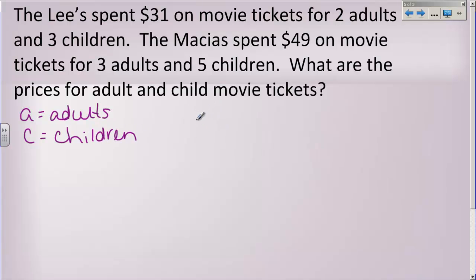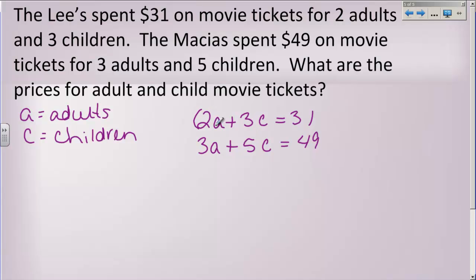And so we're going to have to write 2 equations. The Lees had 2 adults and 3 kids. It's $31. And then the other family had 3 adults and 5 children for $49. Again, this is another one of those where I don't have opposites and I don't have coefficients that match. So I'm going to have to multiply both things by something so I can get opposites and matching coefficients. 2 times 3 is 6, and 3 times 2 is 6, so my least common multiple here is 6. It's smaller than my least common multiple here, which is 15, so that's what I'm going to do.